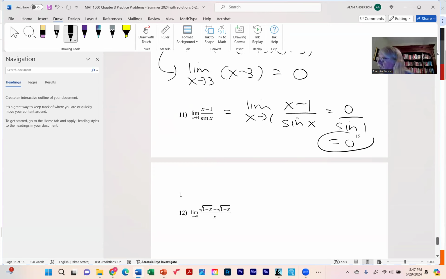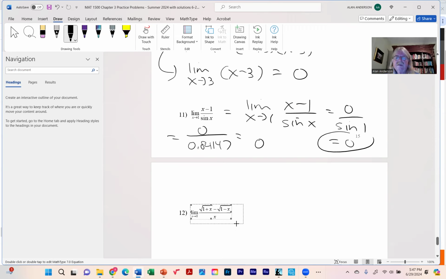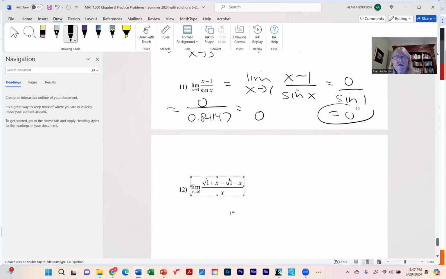Let me just write it in here. It doesn't even matter what that value is. As long as it's not 0, then we're going to end up with 0. Okay. Now, look at this disaster. Now you can see for yourselves.